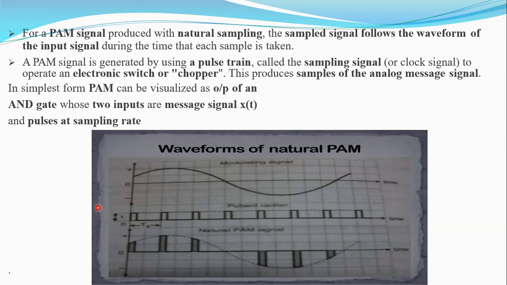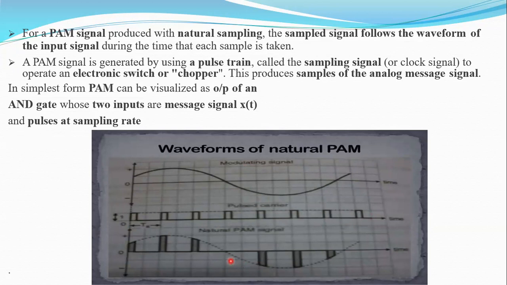this is the waveform of your natural PAM. That means, how will you obtain this natural PAM signal? For a PAM signal produced with natural sampling, the sampled signal follows the wave. Suppose this is your input signal, that means the modulating signal, and we have a pulsed carrier. So this is your carrier signal, and this will be your natural PAM signal.